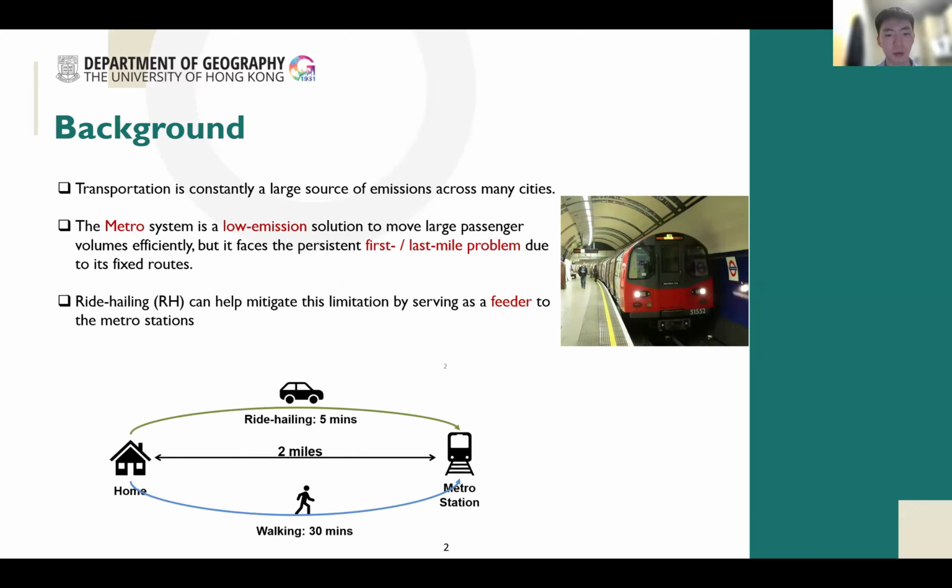Let's use the figure below as an example. If your home is far away from the metro station, let's say like 2 miles away, and you choose to walk to the metro station, it takes you around 30 minutes to walk there. But ride-hailing may take you only 5 minutes to reach its destination.